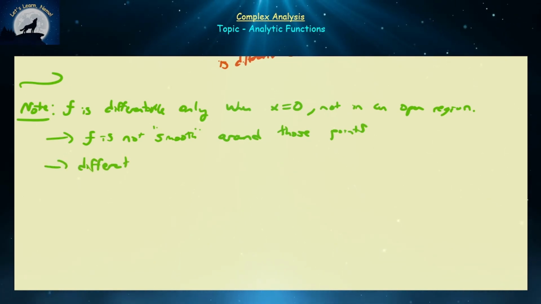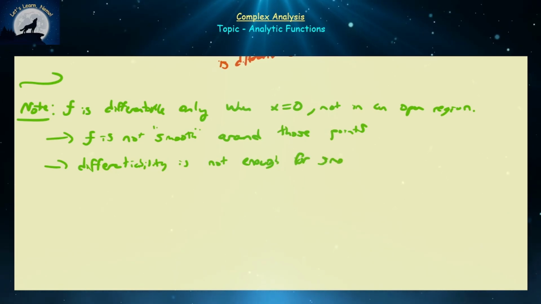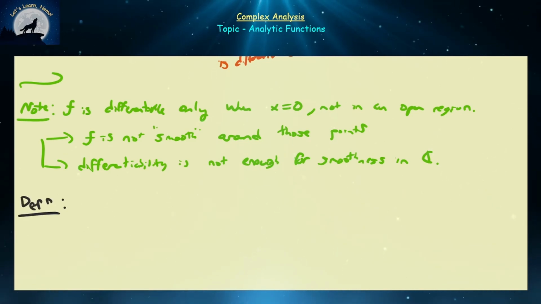And in particular, since differentiability does not really give us the idea of smoothness that we want, that means differentiability is not enough for smoothness in C. All right? So that motivates the existence of the next very important class of functions.